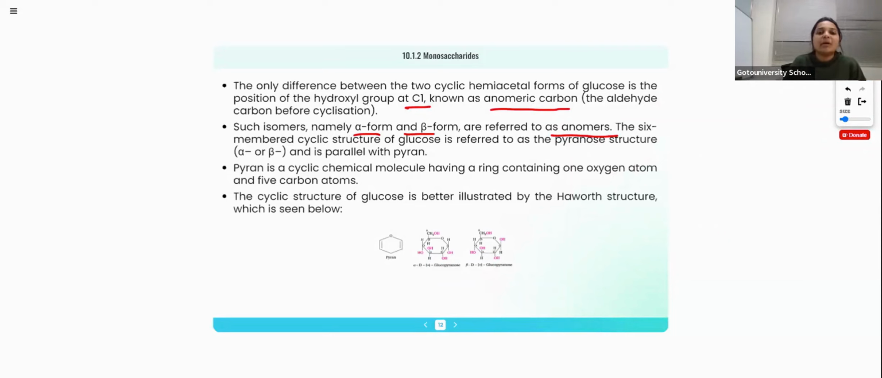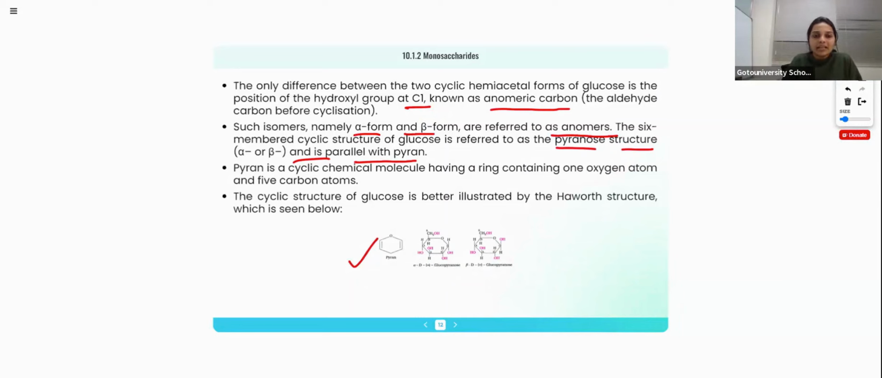So the 6-membered cyclic structure of glucose is referred to as the pyranose structure, and it is parallel with pyran. You know pyran, right? This is pyran. Using pyran, you can get the structure for glucose. If you are getting the structure using the structure of pyran, that is called a pyranose structure.